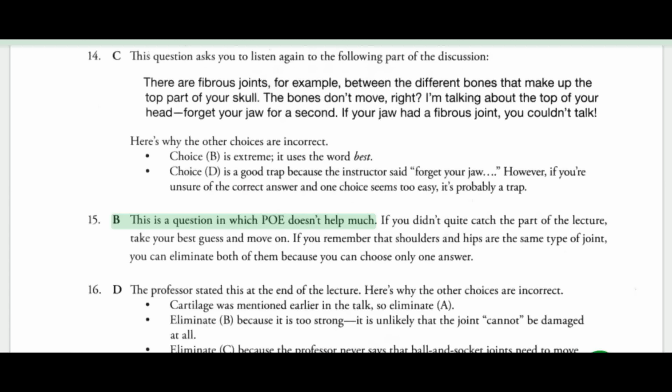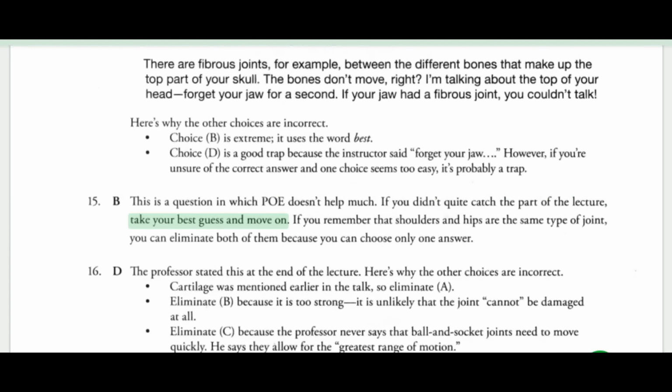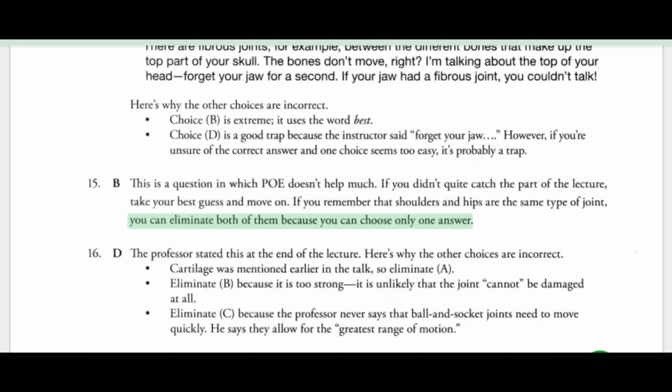15. B. This is a question in which process of elimination doesn't help much. If you didn't quite catch the part of the lecture, take your best guess and move on. If you remember that shoulders and hips are the same type of joint, you can eliminate both of them because you can choose only one answer.